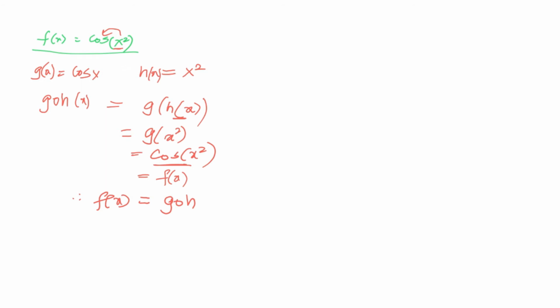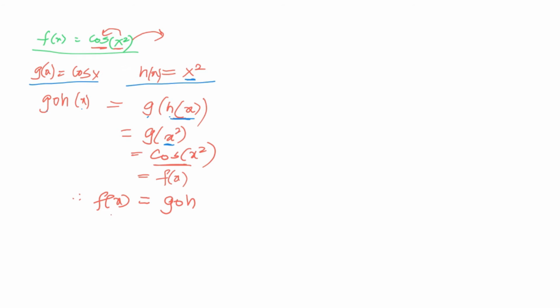Understood? Let me revise it one more time. So, what did we do? We took this as one function and the inside part as another function. So, we wrote x square as h of x and g of x as cos x. Now, if you look at the function, it is in the format of g of h, right? So, I wrote it as g of h of x. Now, instead of h of x, I have written the value of h of x as x square. Now, what is g of x square in the function g? When I put x square instead of x, what happens? It becomes cos of x square, right?